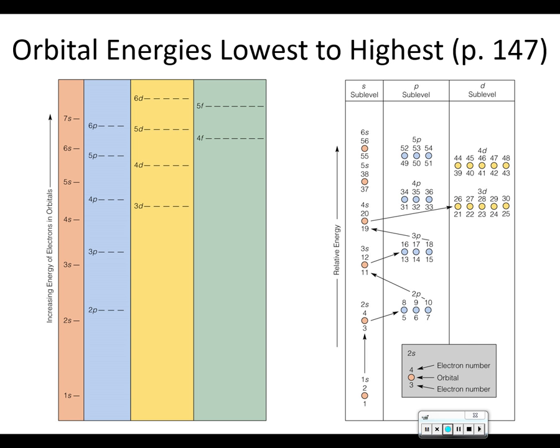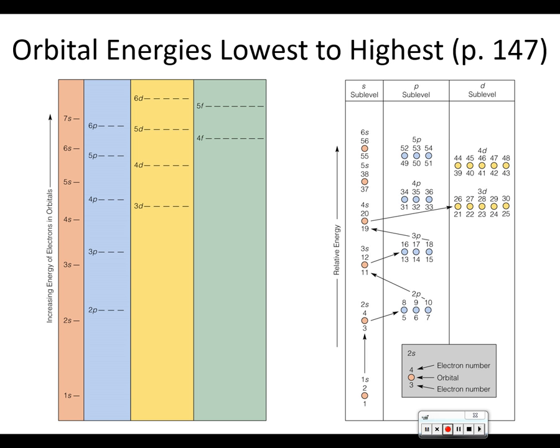Both of them, along the outside left edge, state something about energy. The one on the left says increasing energy of electrons in orbitals, and it has an arrow pointing upward. The one on the right says relative energy, and it has an arrow pointing upwards.